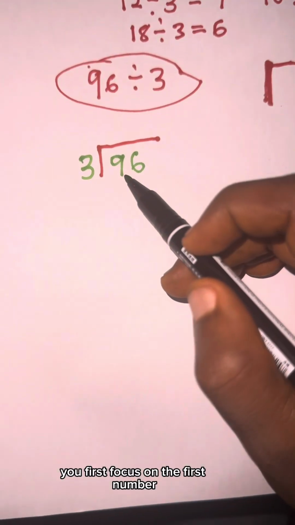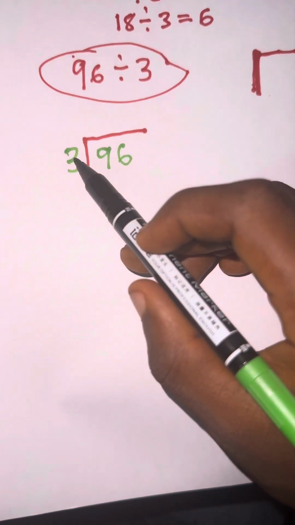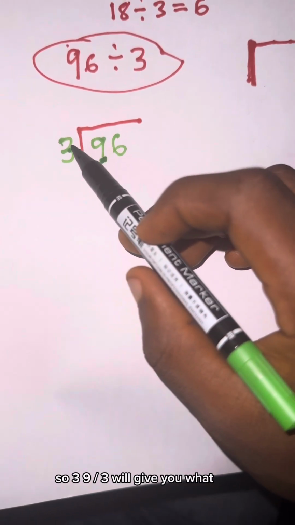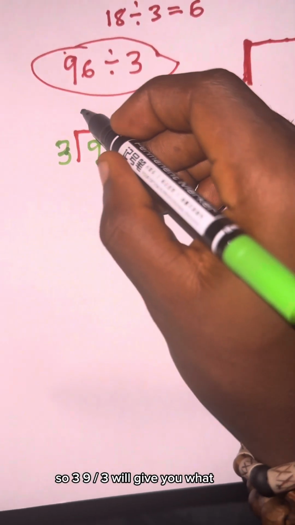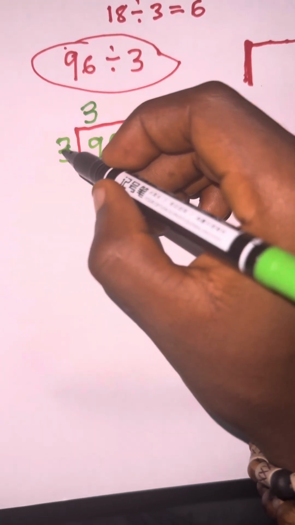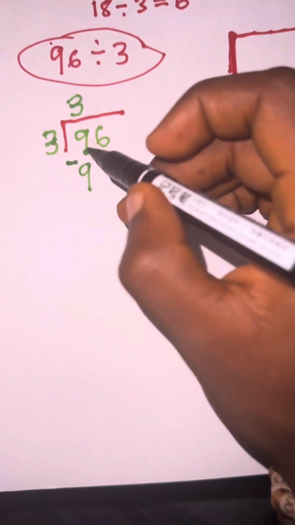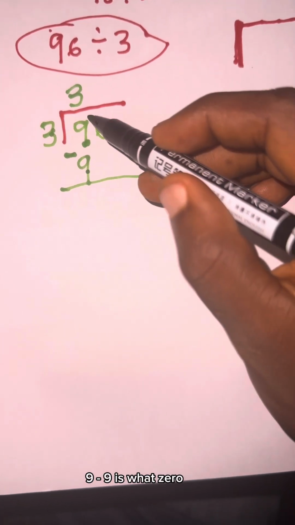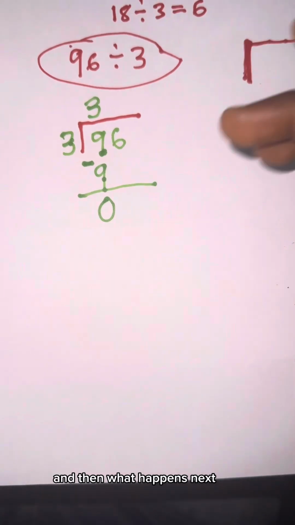Okay, and then this is how you solve it. You first focus on the first number that's in front of it. So you ask yourself, how many times can 3 go into the first number? So 9 divided by 3 will give you what? 3. 3 times 3 gives you 9, and then you subtract. Okay, so you subtract here. 9 minus 9 is what? 0. And then what happens next?